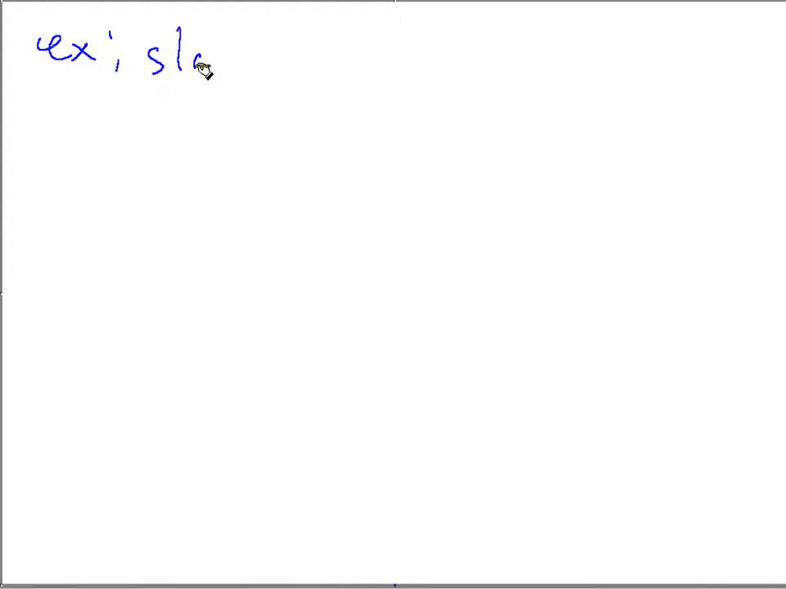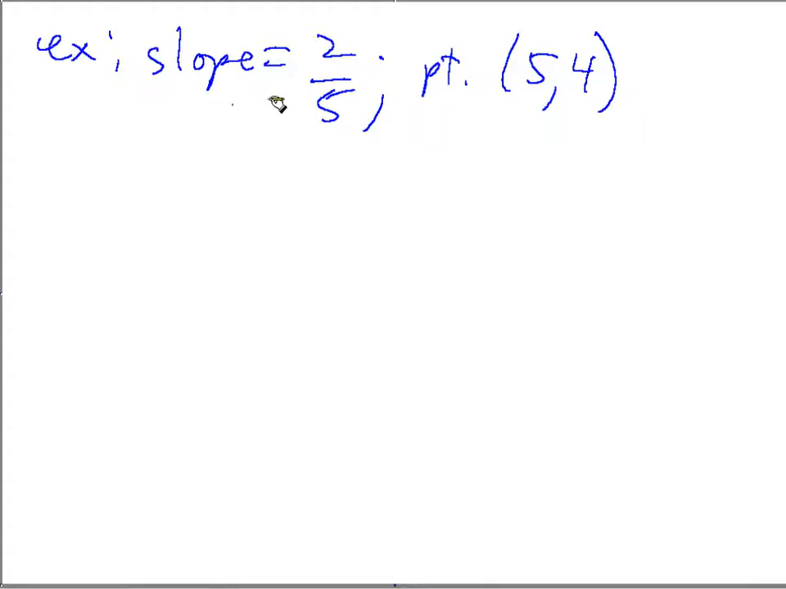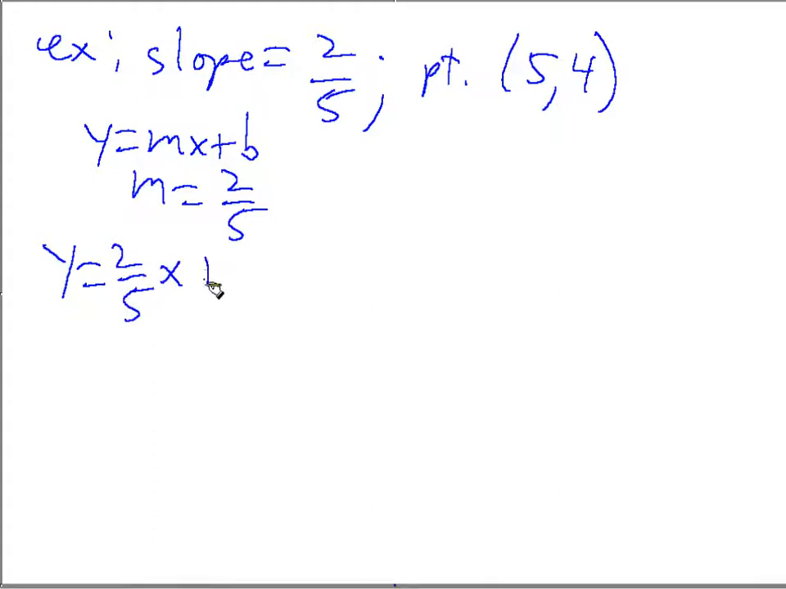All right, suppose the slope given in the problem this time is 2/5, and the point that's on this line is (5, 4). Let's use the same technique. So y equals mx plus b. Always write this slope-intercept equation out first. We know m is 2/5, so let's plug it in. y is equal to 2/5 x plus b.